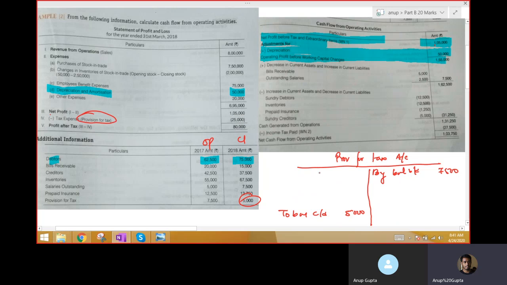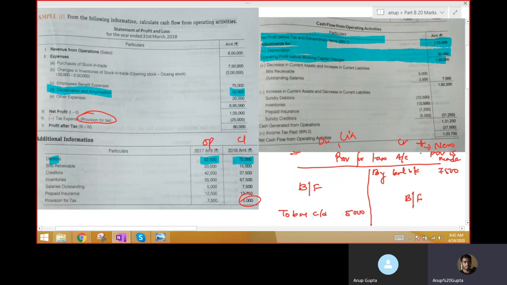So see, understand, the balancing figure will either come this side or this side. Understand this very carefully. The balancing figure will either come on the debit side or on the credit side. We know that provision is a liability. If liability is debited, it means it is decreasing. If liability is credited, it means it is increasing. Again, if liability is debited it means decreasing. If liability is credited it means increasing. And when will the liability balancing figure come on the credit side? When new provision is made.